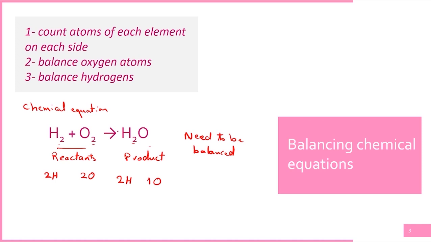To balance the equation, we can multiply the product side by 2. By that, we have 2 oxygens, but also we have 4 hydrogens, not 2. To keep the whole equation balanced, we multiply the hydrogens on the reactant side by 2. Now we have 4 hydrogens on both sides.